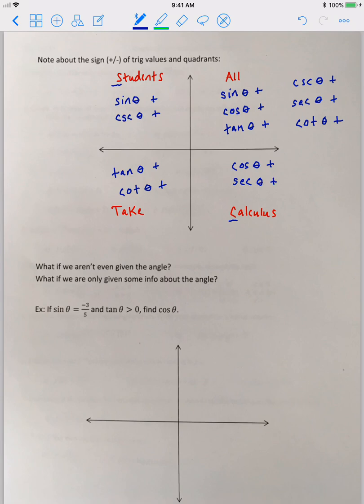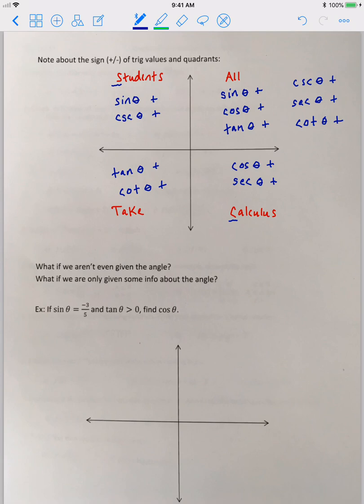All right, so now let's do kind of a tricky question. It says, what if we aren't even given the angle? What if we're only given some information about the angle? So this says that we're being told that the sine of theta is -3/5, and that the tangent of theta is a positive number. Find cosine of theta.